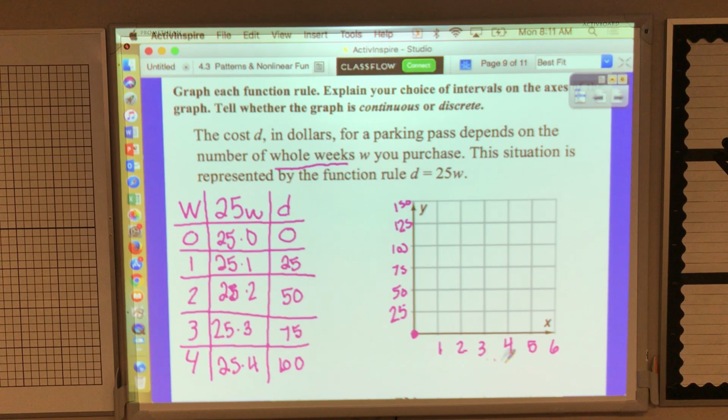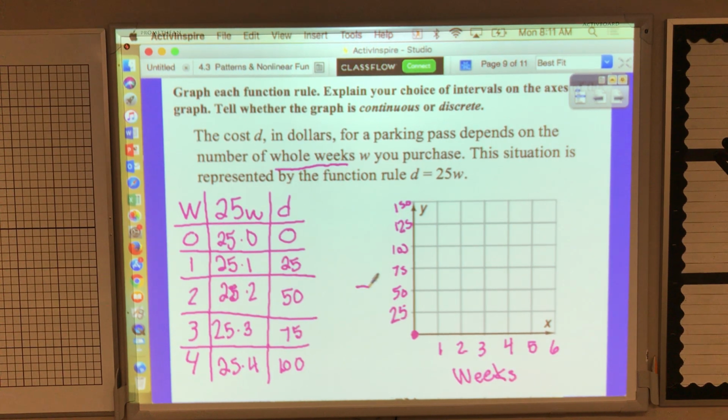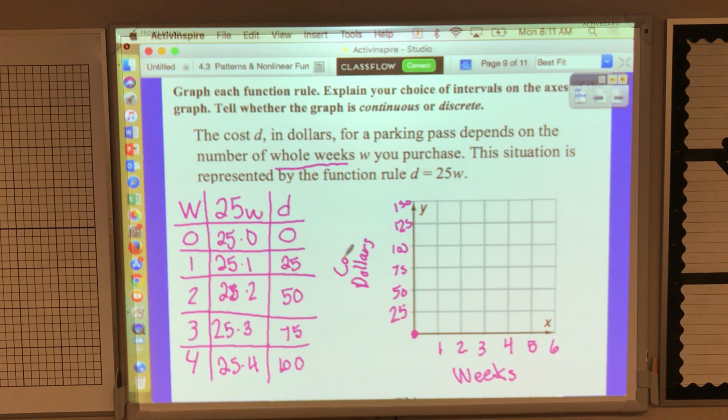Now here we are talking about W representing the number of weeks. And this represents our number of dollars, or our cost. If you want to put cost, remember you should have dollars in those parentheses. And we need a title: parking pass.